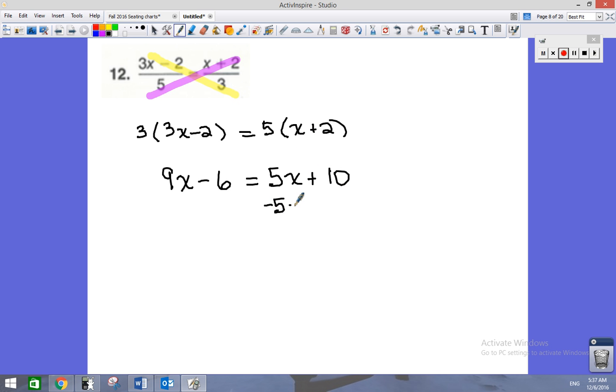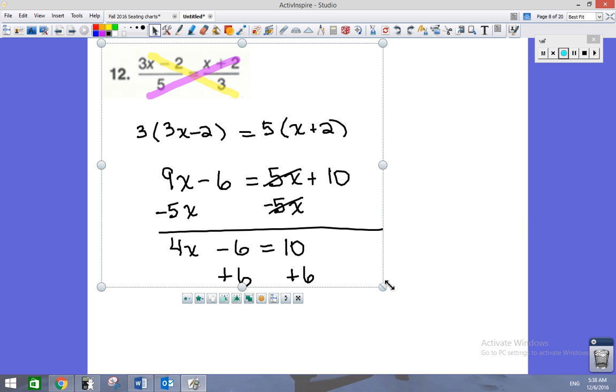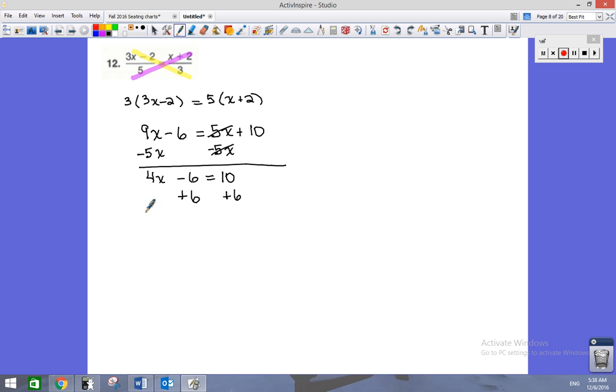Let's collect the variables on the left-hand side. 5x minus 5x cancels. Let's add 6 to each side. The negative 6 and positive 6 cancel. Divide both sides of the equation by 4. 4 divided by 4 is 1. 16 divided by 4 is 4.